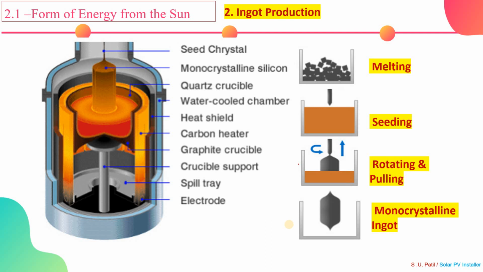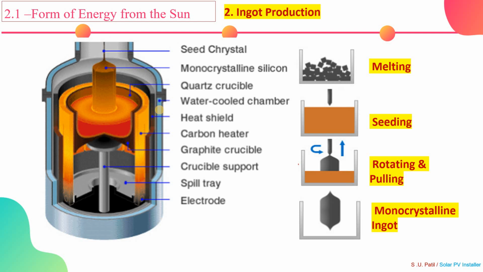Now let us take a look at the second step of the PV cell production process, which is nothing but ingot production. First of all, take a look at the constructional details. This is a quartz crucible which is heated by a carbon heater which acts as an electrode. The heat shield is used to prevent heat loss and is surrounded by a water-cooled chamber.